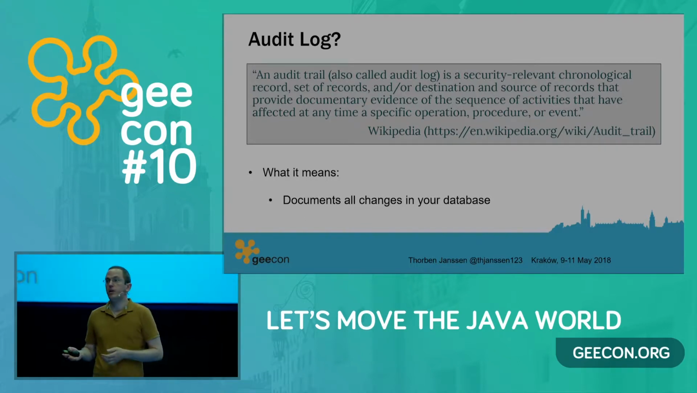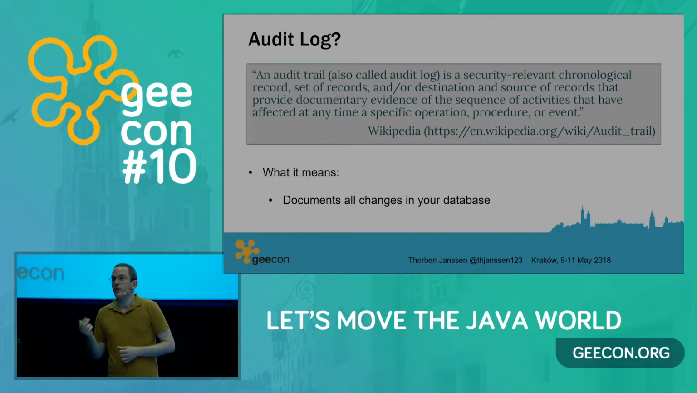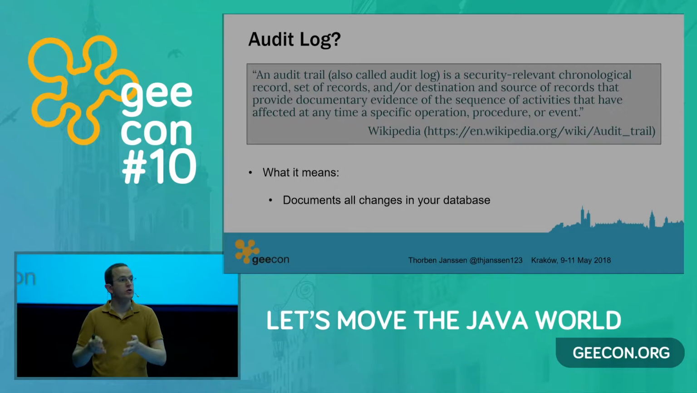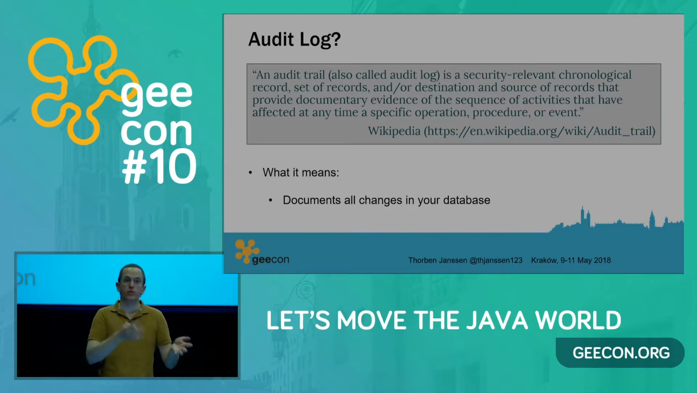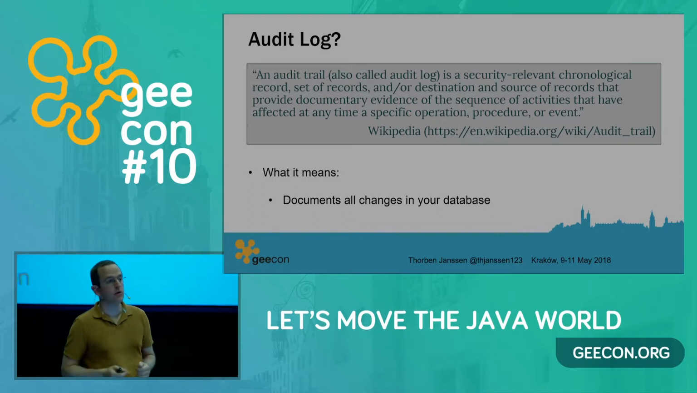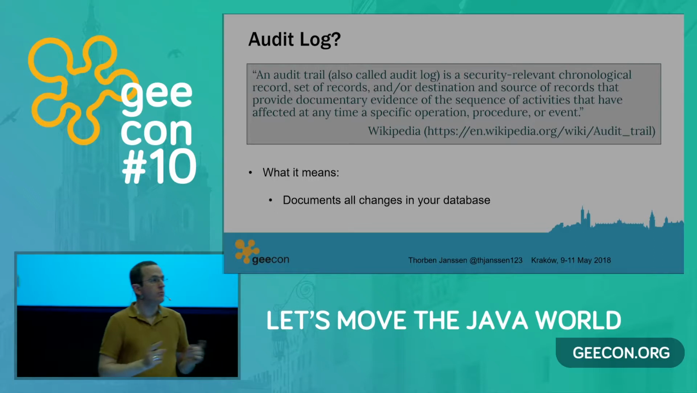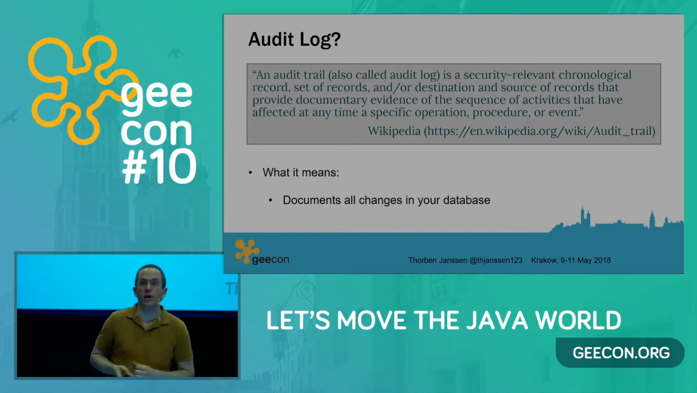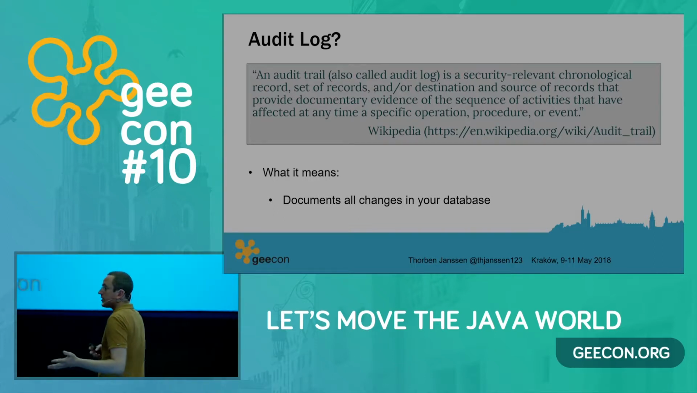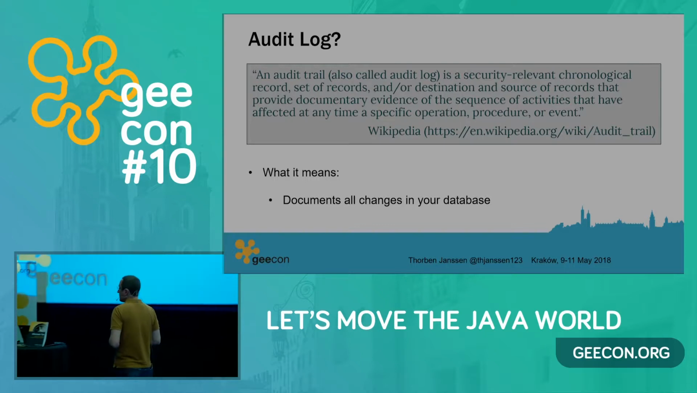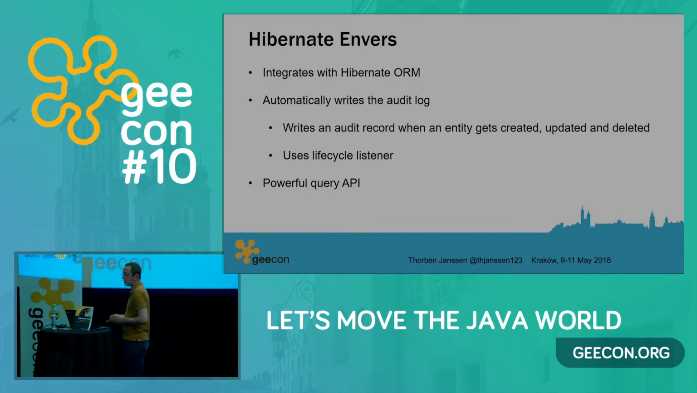Like a customer care employee who wants to see, okay, what changed on this specific customer? When did he buy which product? Why is the name on the invoice different than the one in the system? Take a look at the audit log. Well, that person married and changed the last name. These are questions that we can answer with the audit log.